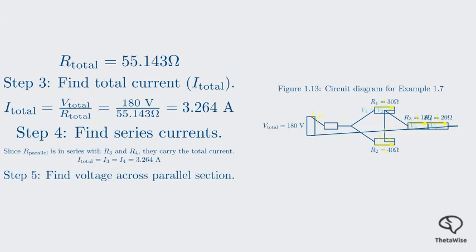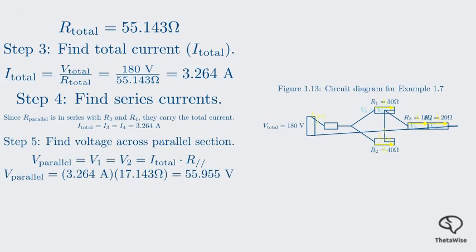We can find V parallel by using Ohm's law on the equivalent parallel resistor. The current through this equivalent resistor is the total current, 3.264 amperes, and its resistance is 17.143 ohms. Multiplying these gives us about 55.955 volts. This is the voltage across both R1 and R2.